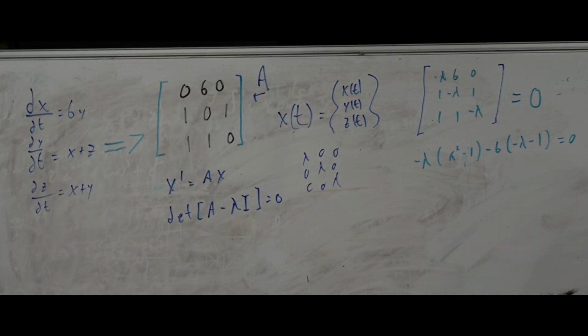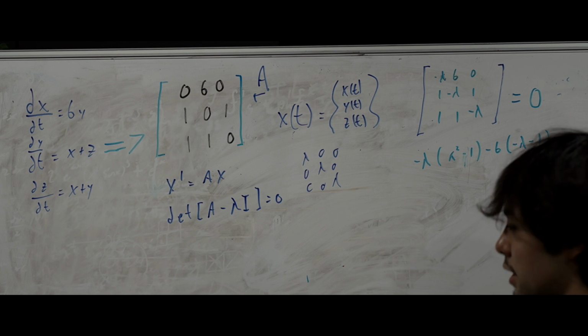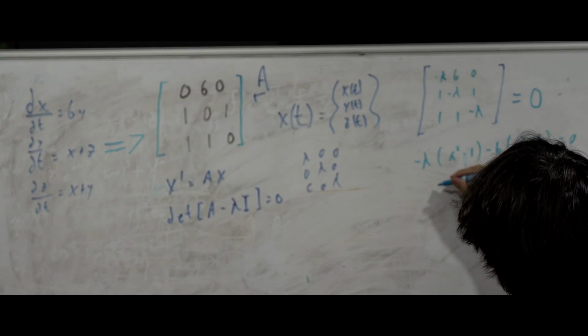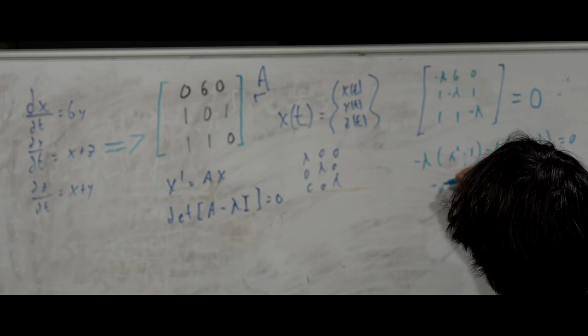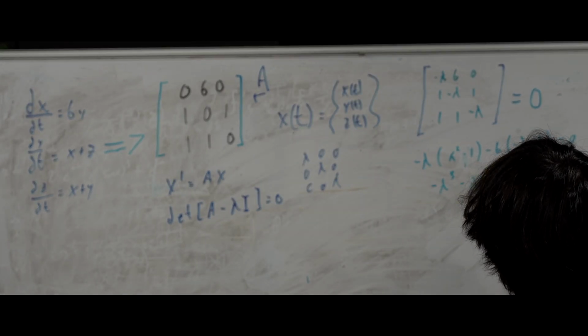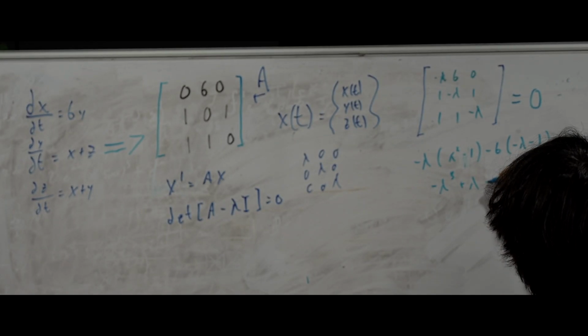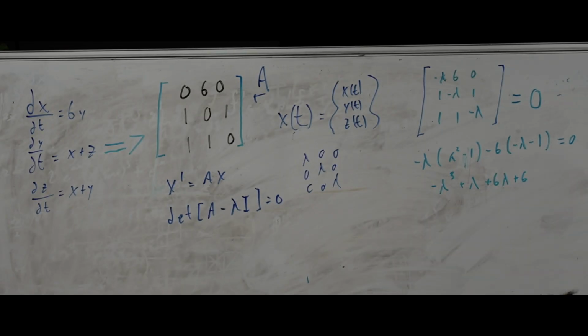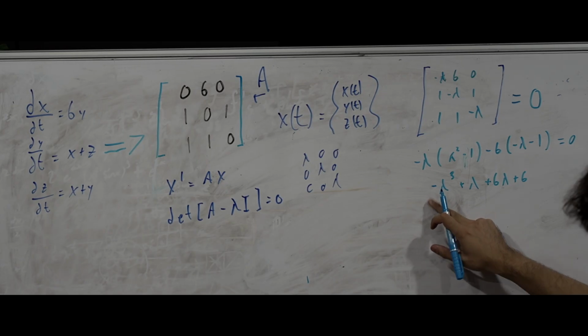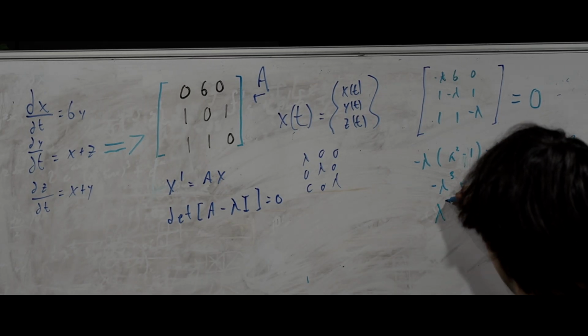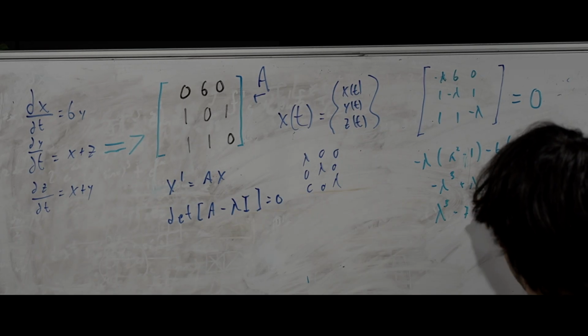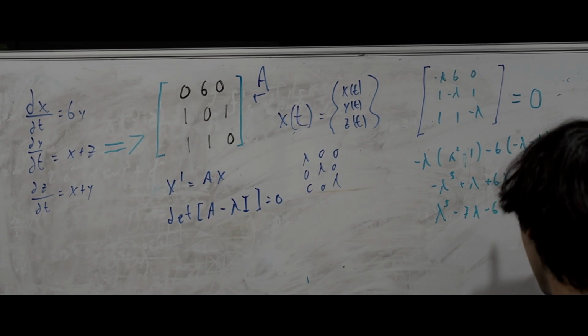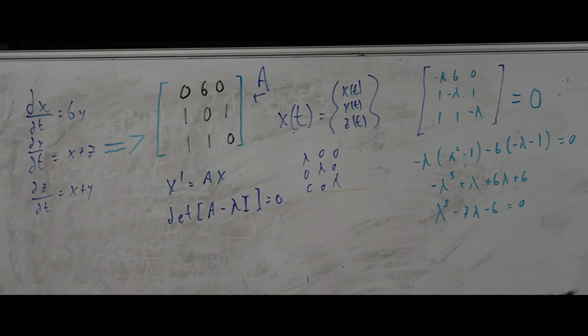Can you still see that? Okay, and then once we combine everything, we're going to end up with negative lambda cubed plus 6 lambda plus 6. Just check. Yep. We're going to add it all together, and since we don't really like a negative for the highest coefficient, we're just going to make this lambda cubed minus 7 lambda minus 6 equals 0. And then our next step is going to be factoring this.